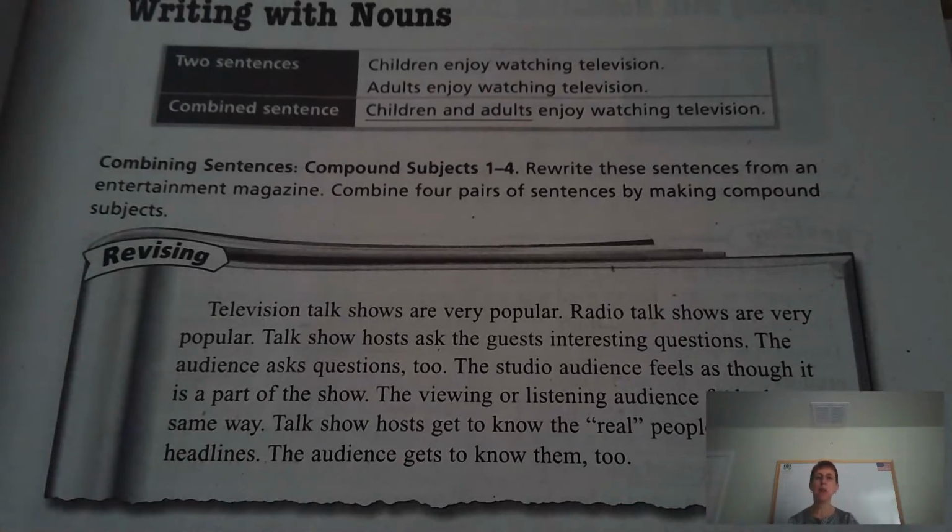This is our language arts e-learning lesson for Monday, April 6th. This lesson is called, with our grammar, Writing with Nouns. What we're really doing is taking a look at sentences where we are able to combine the subjects and create compound sentences. Now, just a quick review. Remember that nouns are people, places, and things. And when we're talking about the subjects of sentences, we're talking about who or what the sentence is about.